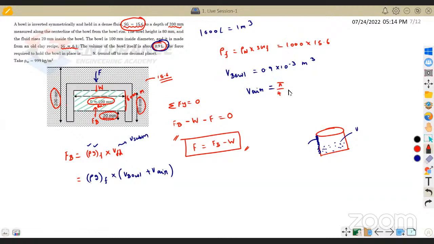Pi by 4 times internal diameter squared, which is 100 mm. First, I will find it in mm. Pi by 4 d square into height, which is 60 mm. You will get the answer in terms of mm cube.